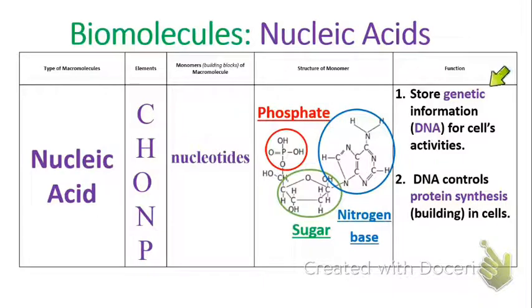So when you think of DNA and you think of genes, you're exactly right. That's what DNA does. That's what nucleic acids do. That's why they're so important. DNA also controls protein synthesis, or how we build proteins in our cells. So without nucleic acids, without DNA, we couldn't have protein. That's why nucleic acids are often considered like the brain of our cells, because they control so much information.